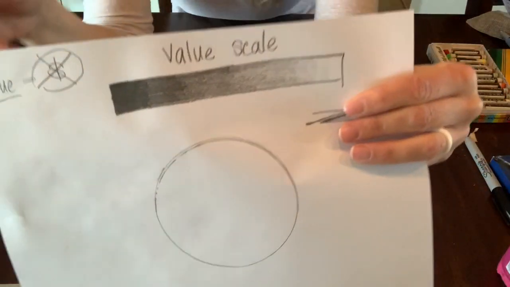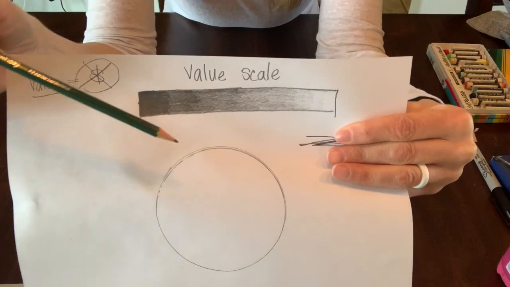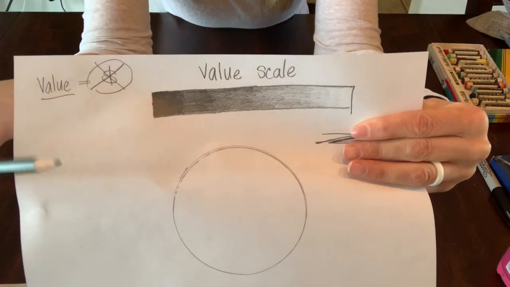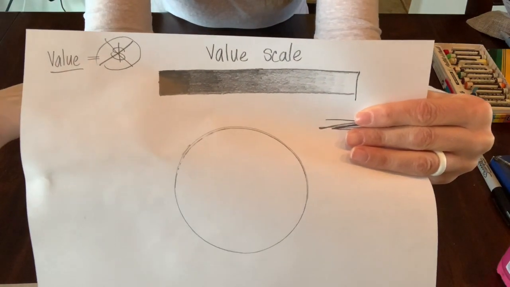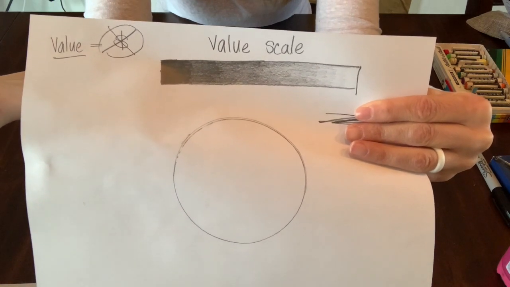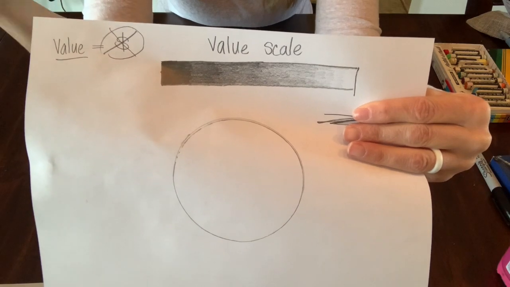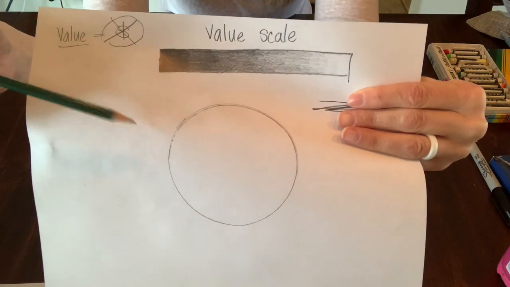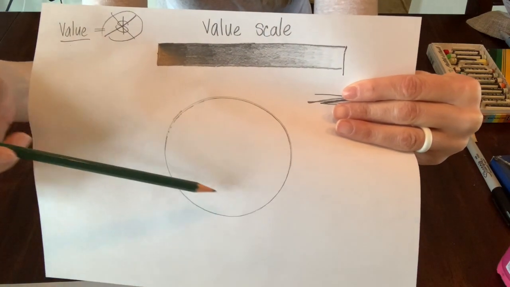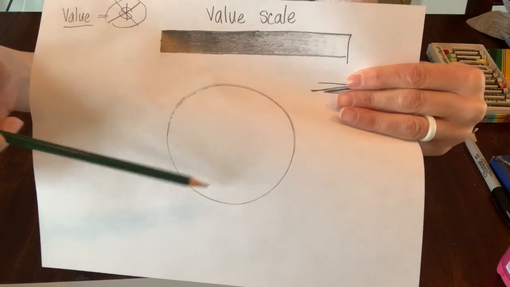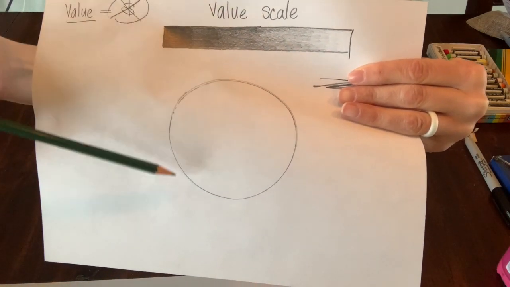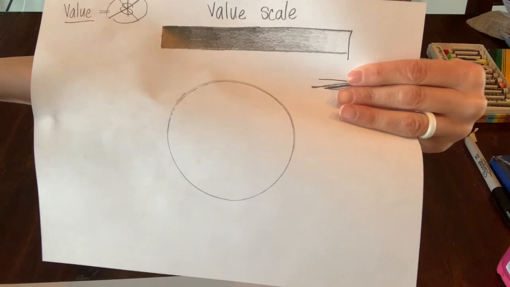Now, what we're gonna do is take this value scale and apply it to a shape. We're gonna apply it to a circle. And the thing that's gonna determine how we do it is two things. One is the fact that it's a circle is gonna determine that we add our value on it in a curved fashion to fit this shape. I'll show you how to do that here in a second.